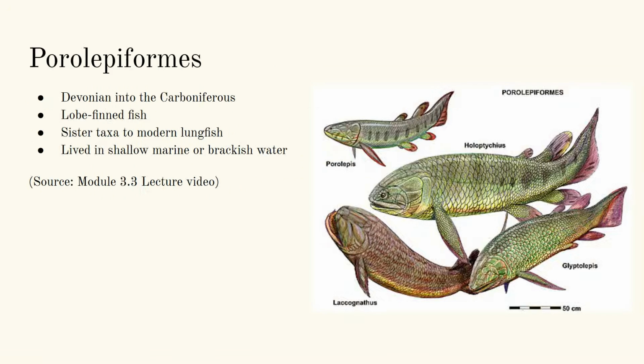And continuing with Sarcopterygians, we have Porolepiforms. They are sister taxa to our modern lungfish, so at least we believe that they had lungs. They existed from the Devonian into the Carboniferous period, and they lived in shallow marine or brackish water.